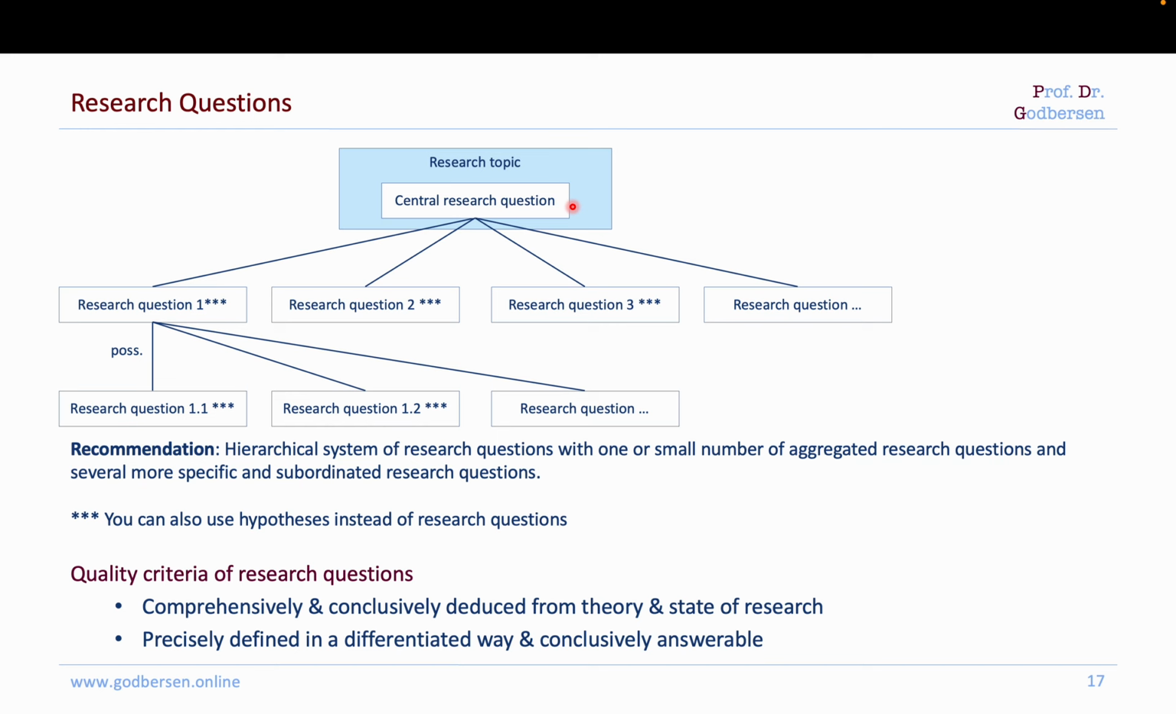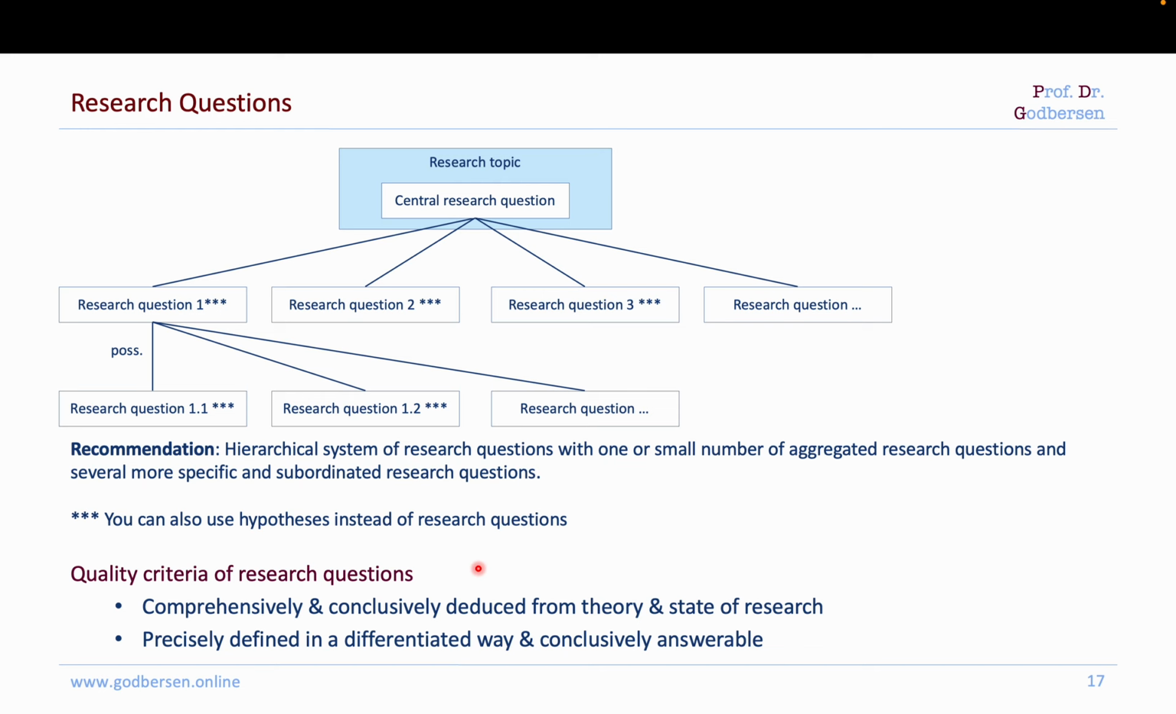To answer this central research question, or if you have a few of these central research questions, you should formulate subordinated research questions. You can understand these as your operational goals, which you need to achieve first to then get to your strategic goal. Quite often, such a hierarchical structure of research questions makes very much sense. Of course, you do not necessarily need to use research questions. You can also use hypotheses instead.